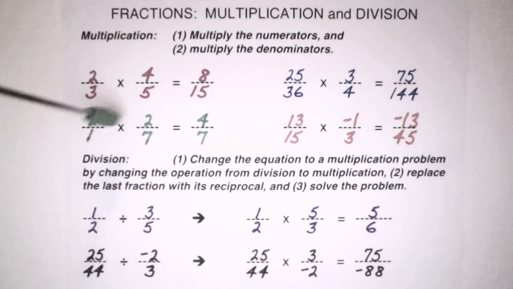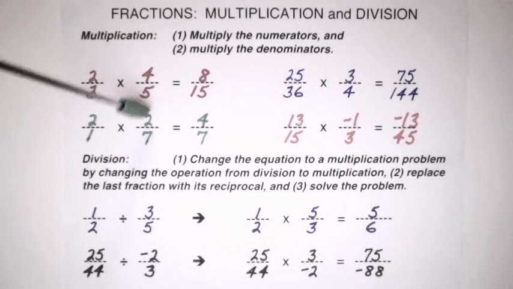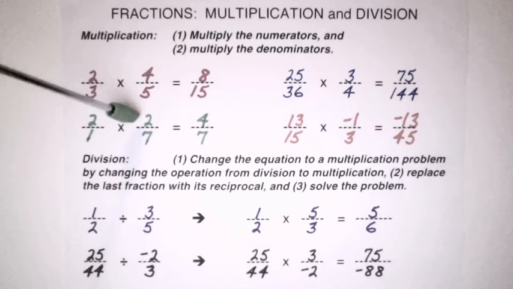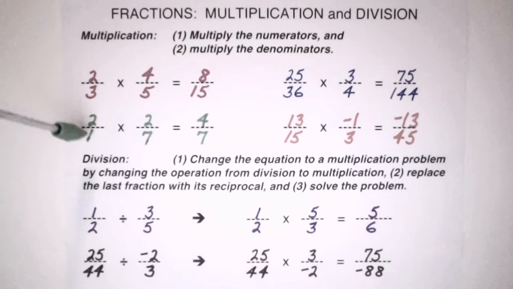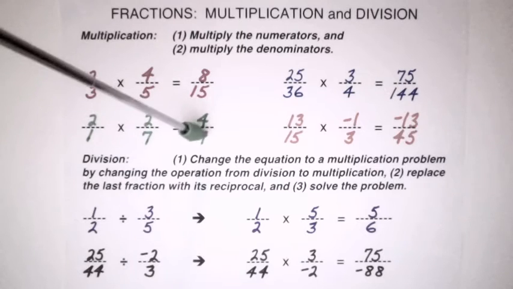2 over 1 times 2 over 7. I multiply the numerators. 2 times 2 is 4. And I multiply the denominators. 1 times 7 is 7.